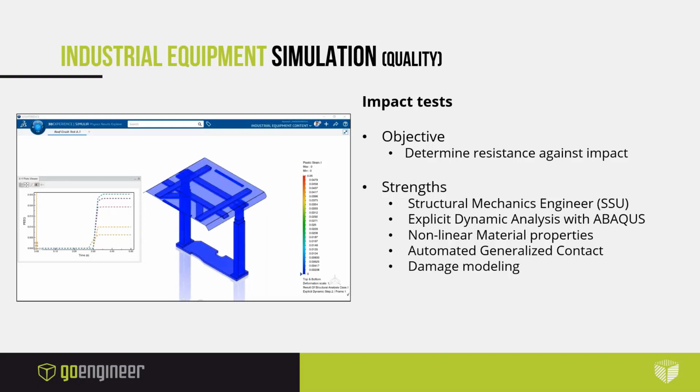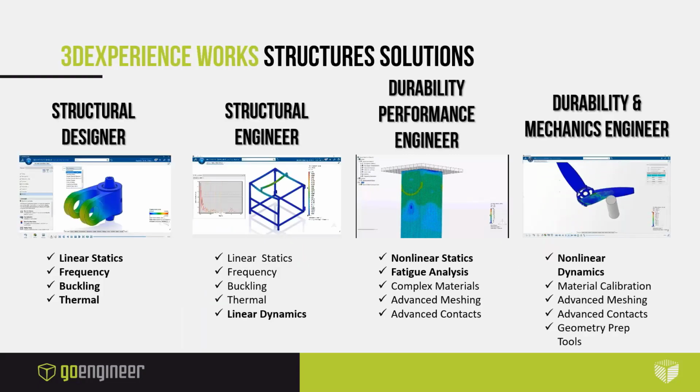Again, the key thing is our ability to simulate excessive deformations, incorporate nonlinear material properties such as post-yield deformation of metals, rubbers, and plastics, and also being able to take advantage of the automated generalized contact capability to simulate the contact between different components with minimal user intervention. That's really the claim to fame and why the industrial equipment sector essentially adopts our structural solutions from Abaqus.